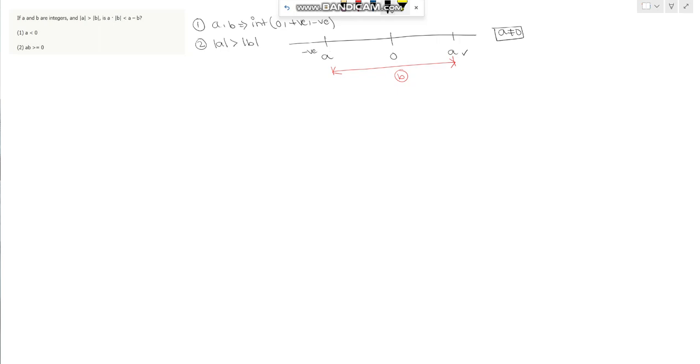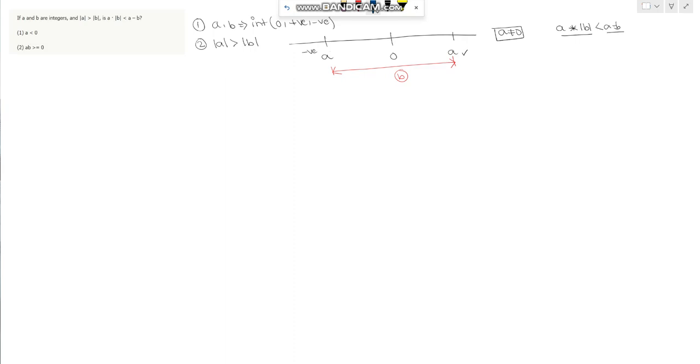So with that analysis done, let's move to the question. The question asks us if a into mod of b is less than a minus b. So we have a multiplicative relationship, a into mod of b, and we have to find if its value is lesser than an additive relationship, that is a minus b. Now this is a pretty complex equation, so I wouldn't really worry too much at this point of time.